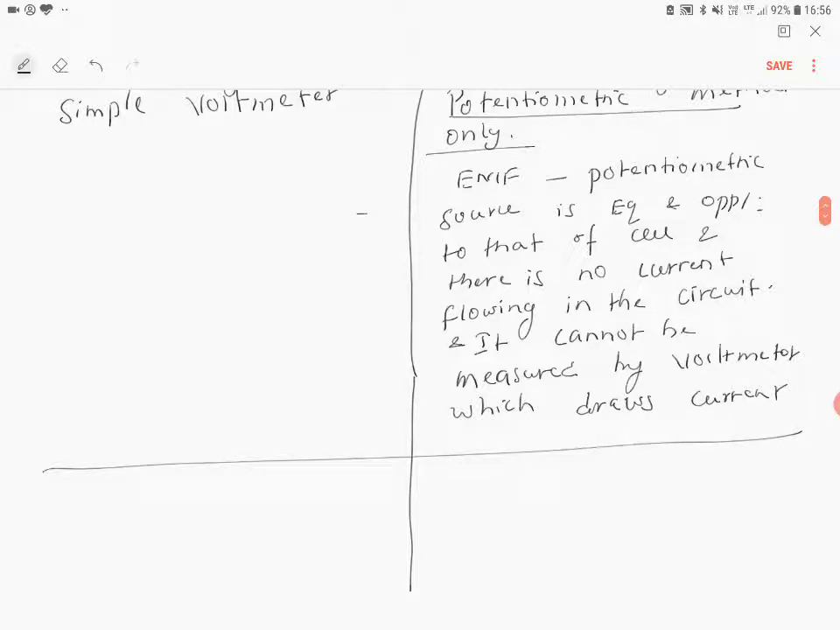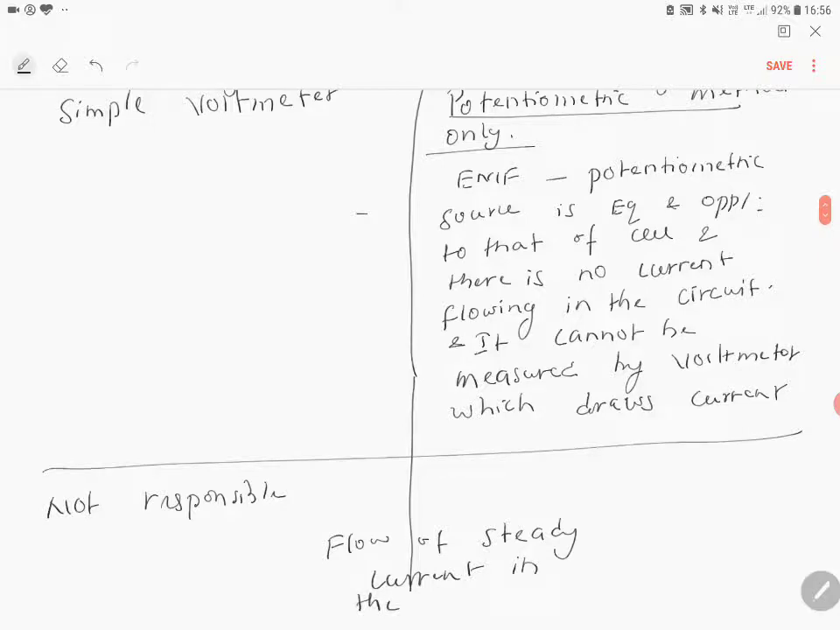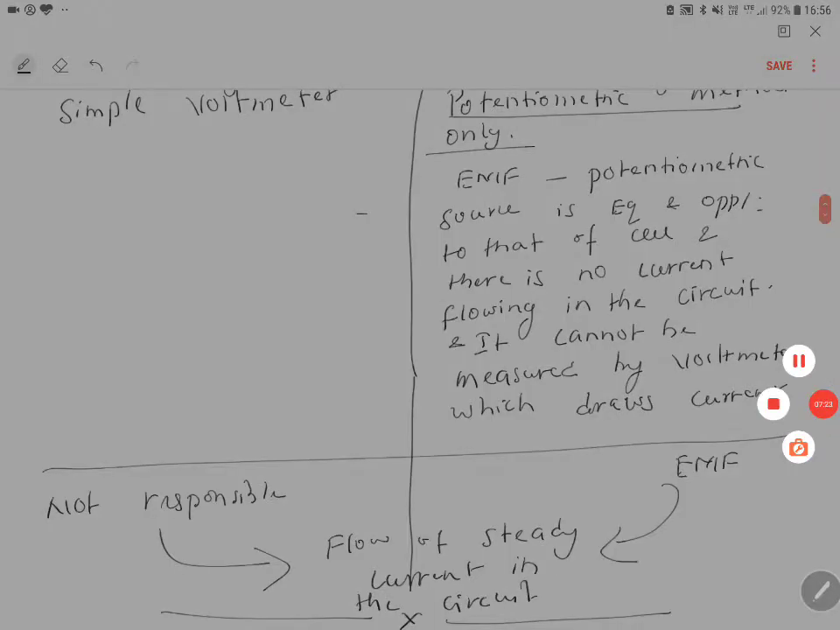Last point, differences. Potential difference is not responsible for the flow of steady current in the circuit, whereas EMF is responsible for the flow of steady current in the circuit. So this is, children, the very important mind-blowing differences between EMF and potential difference.